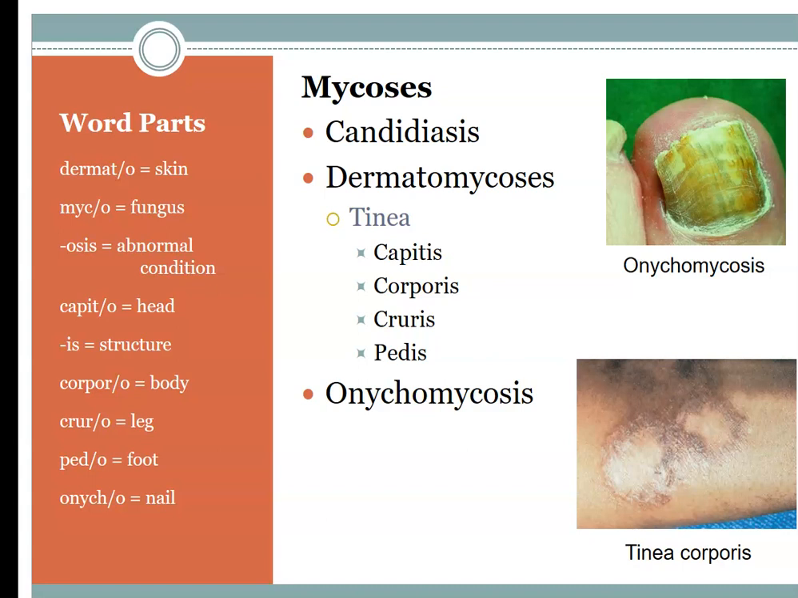Your word parts would be: dermato is skin, myco is fungus, osis is abnormal condition, capito equals head, is equals structure, corpo is body, cruro is leg, pedo is foot, and onycho is nail.